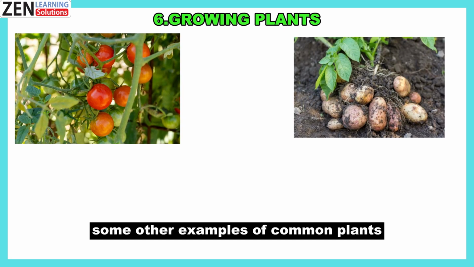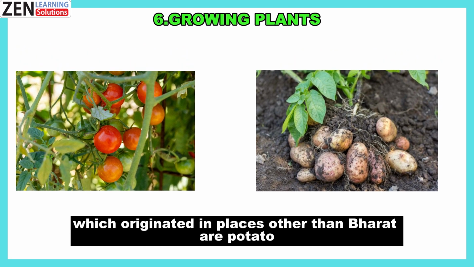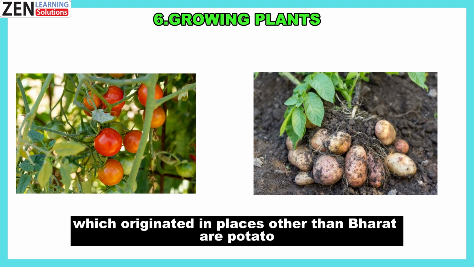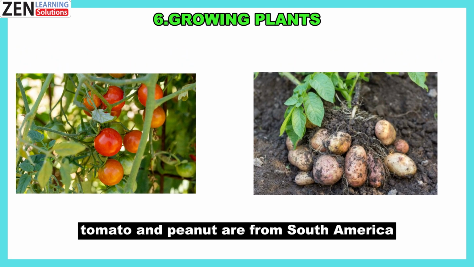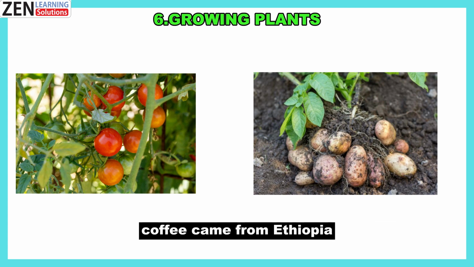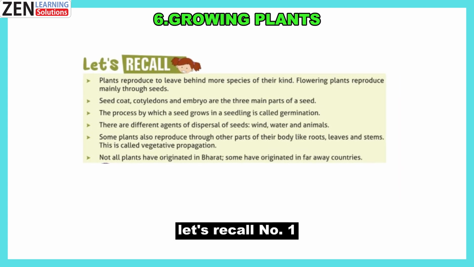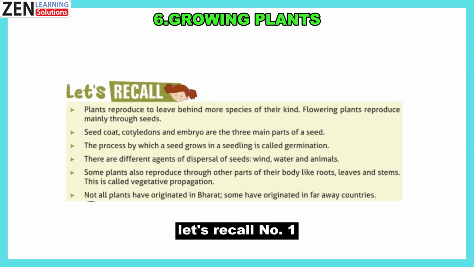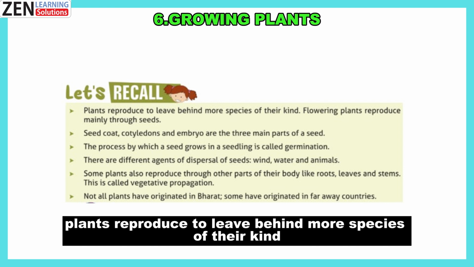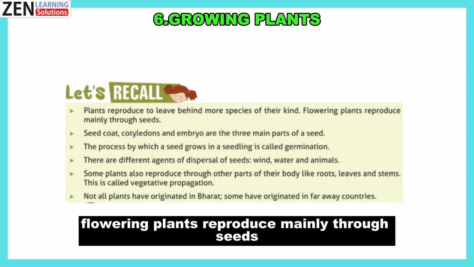Some other examples of common plants which originated in places other than Bharat are potato, tomato and peanut from South America, coffee came from Ethiopia and watermelon from South Africa. Let's recall. Number 1. Plants reproduce to leave behind more species of their kind. Flowering plants reproduce mainly through seeds.